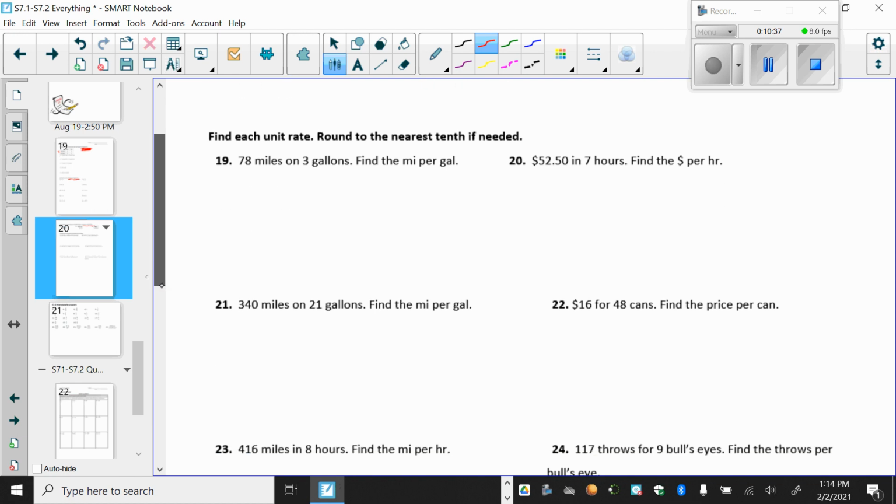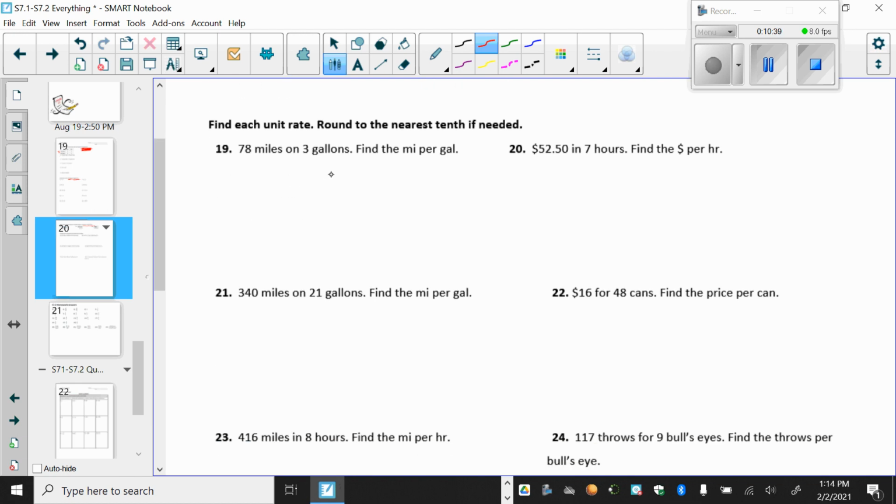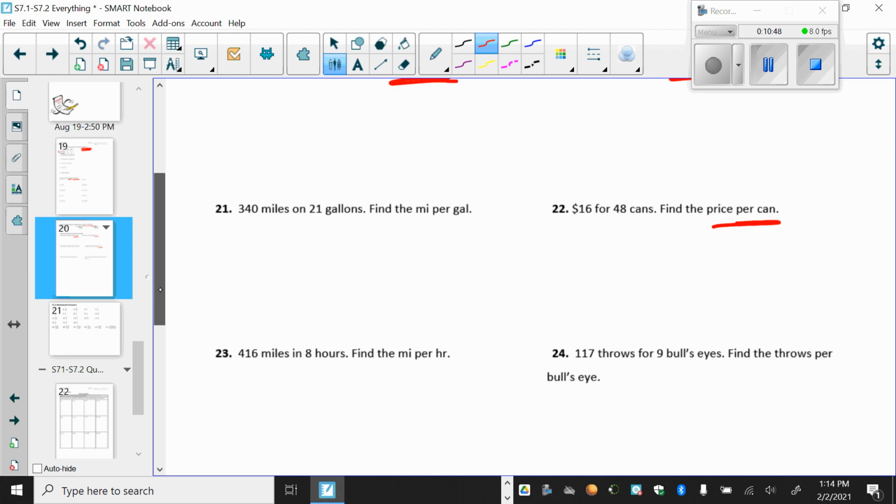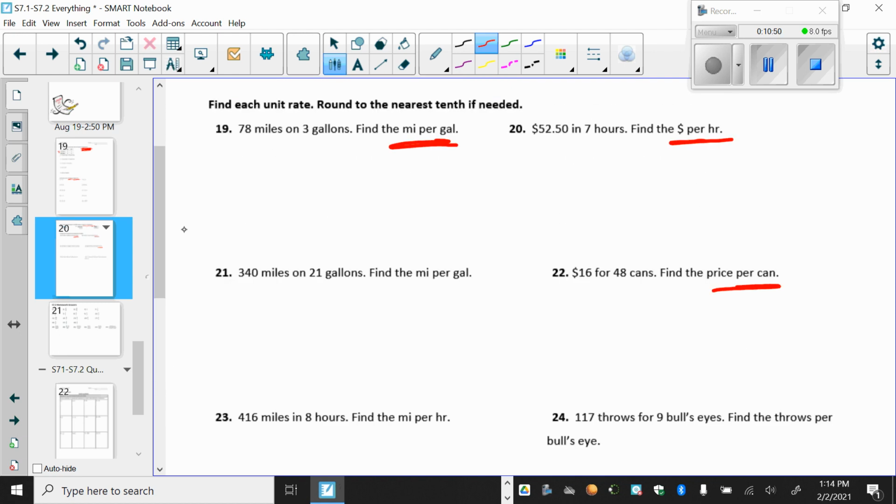And then down here, it's miles per gallon for the first one, right? You always want to look at this miles per gallon. Dollars per hour, price per can. You want to do your unit rate. Show all the work and your reductions. All right? All right, thank you.